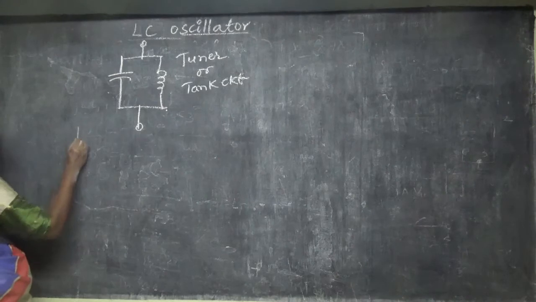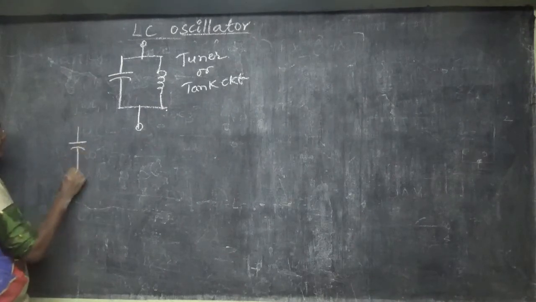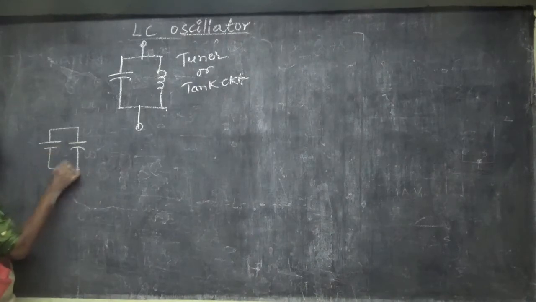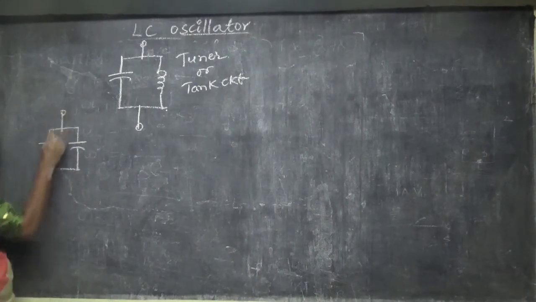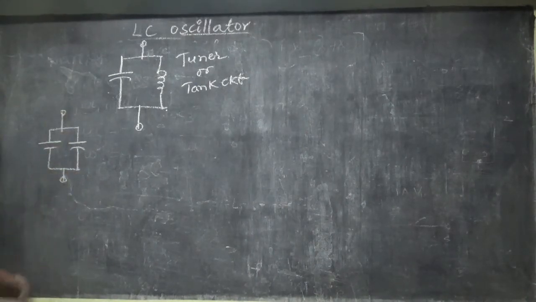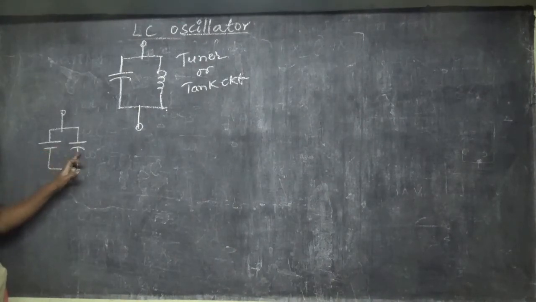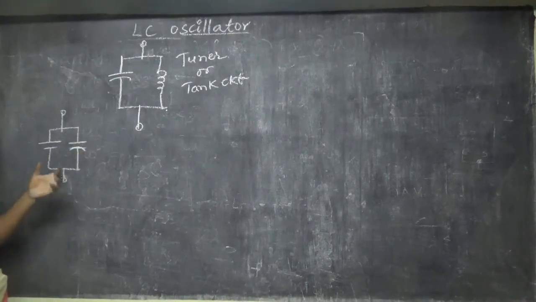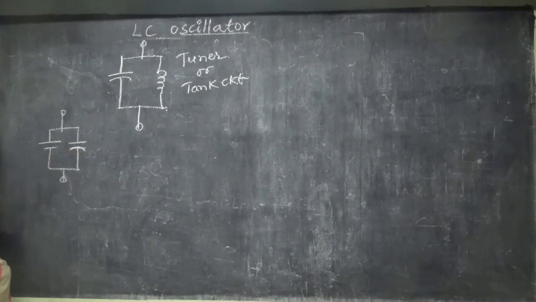Suppose a capacitor is... to differentiate between the battery and the capacitor, I use this, but generally a capacitor will be two equal lines only. So to differentiate, I use this symbol.